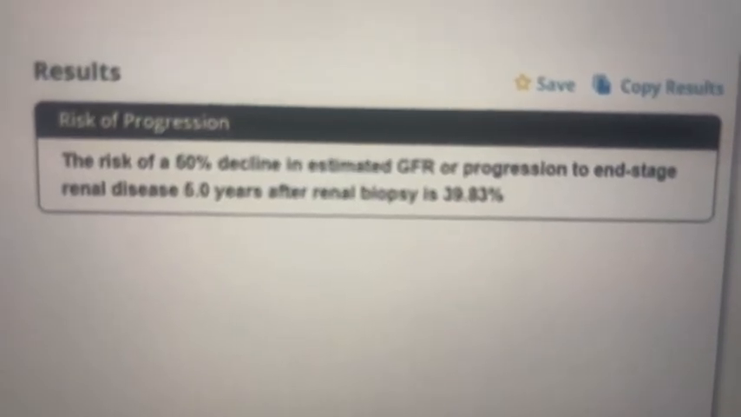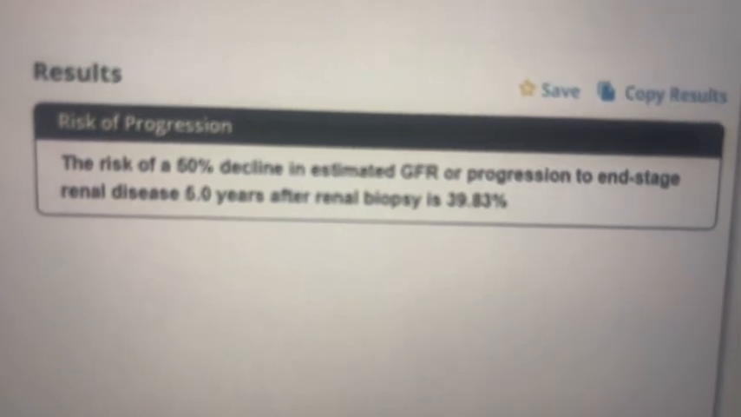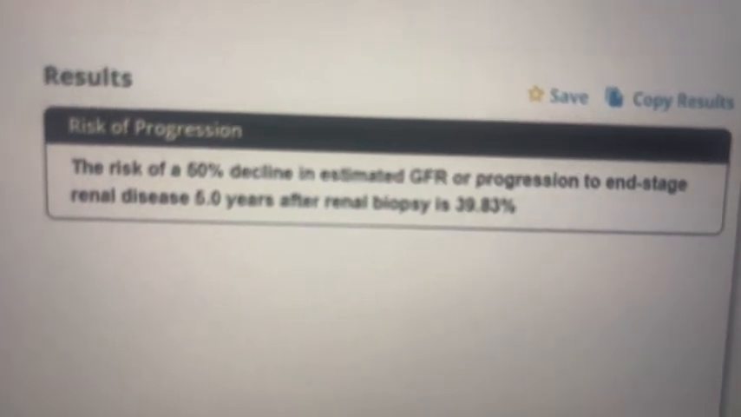And the prognosis is that the risk of 50% decline of the GFR, or progression of the disease, in 5 years is about 40%.